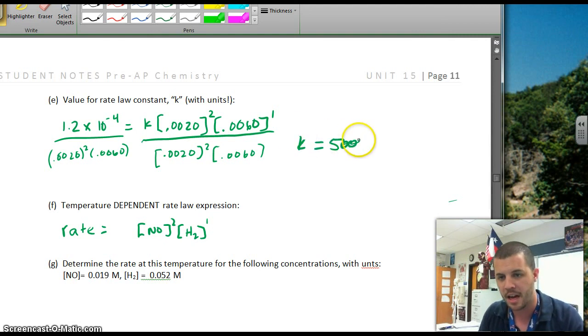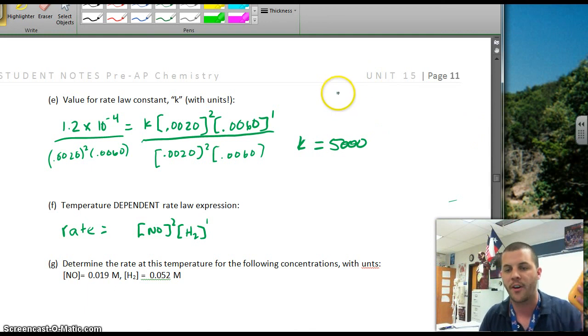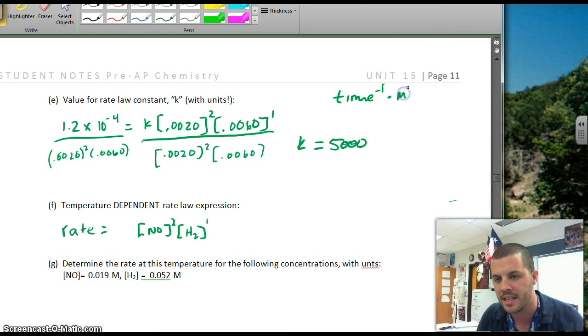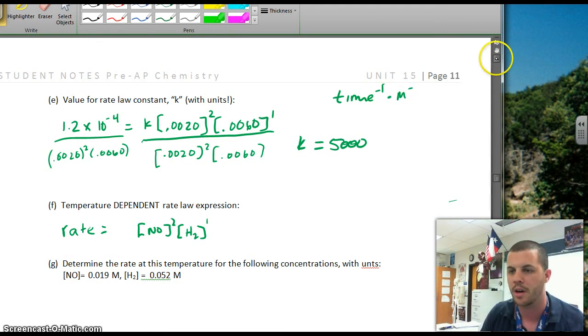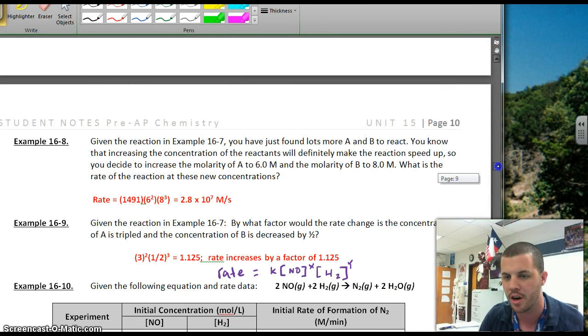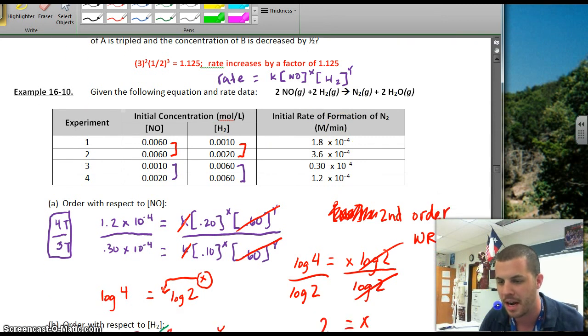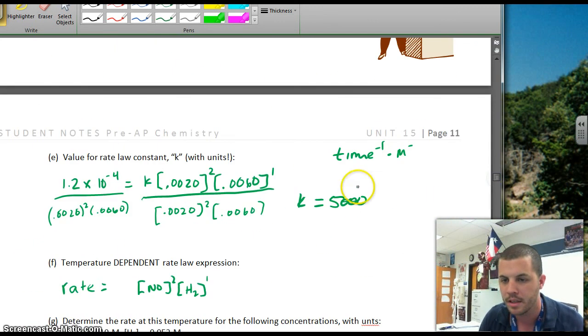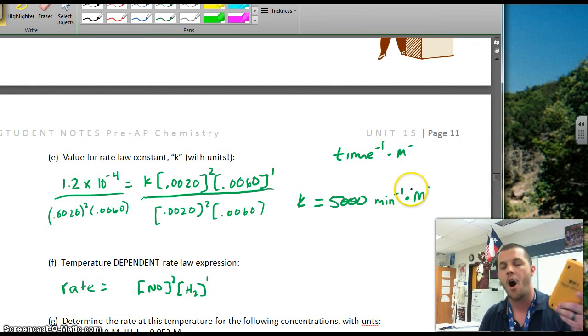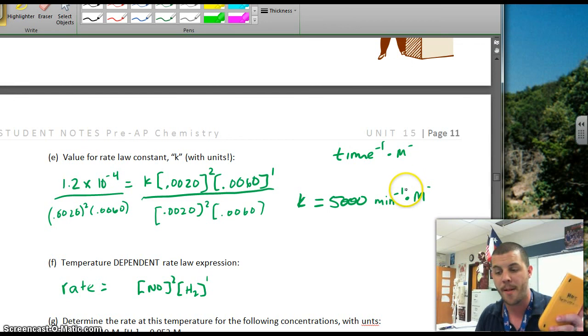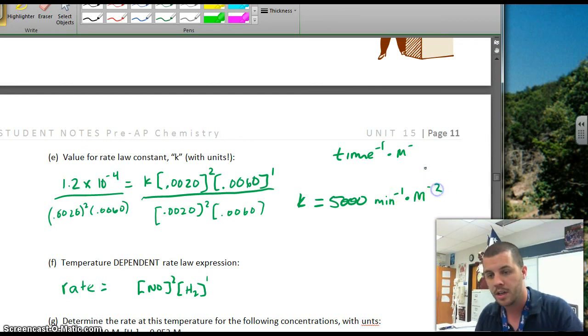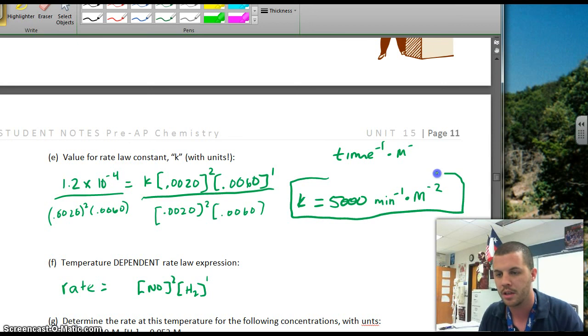K equals 5,000. What's my units? Remember way back when in the first video we talked about how the unit for K is time to the negative 1 times molarity to the negative overall order minus 1. Well, what was our time? If we go back up to our chart here, I see that we're dealing with molarity per minute, so my time unit is minutes. So this K is going to be 5,000 minutes to the negative 1 times the molarity to the negative overall order minus 1. Well, my overall order was 3. 3 minus 1 is 2.